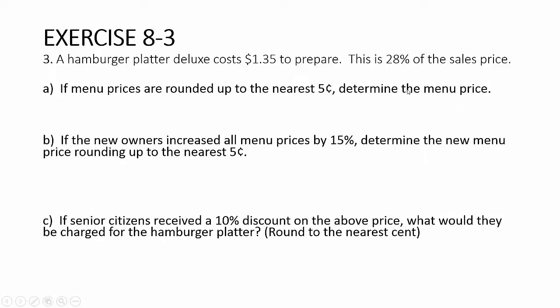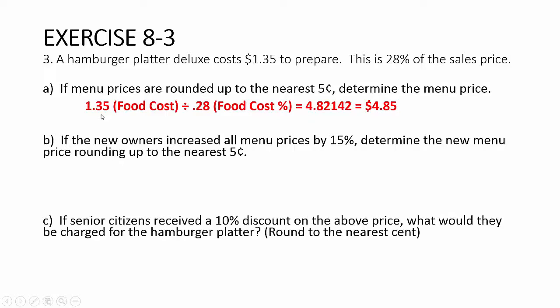Again, to figure out the menu price, we need to take our food cost and divide it by our food cost percent. So our food cost of $1.35 divided by our 28% food cost percent gives us $4.8142, and we need to round that off so it ends in 5 cents. So there's dimes, there's cents, so this too must become a 5. It's either going to be a 75 or an 85, and 82 is much closer to 85, so that's rounding up to the next number that ends in 5 cents.